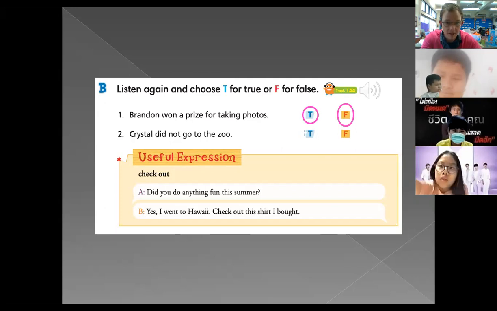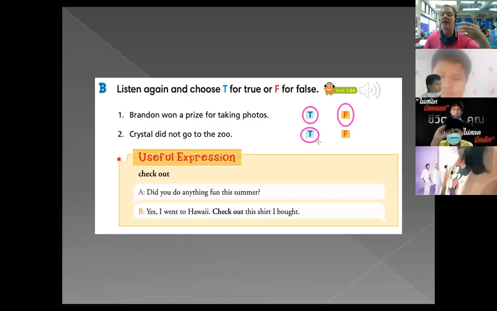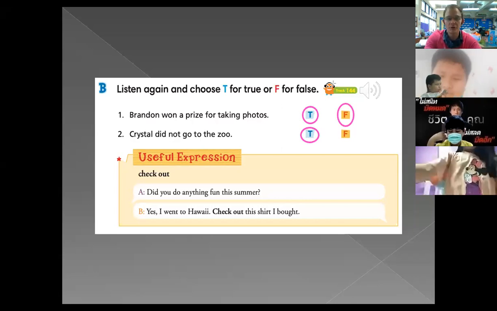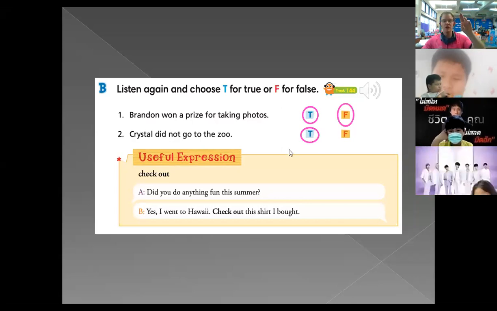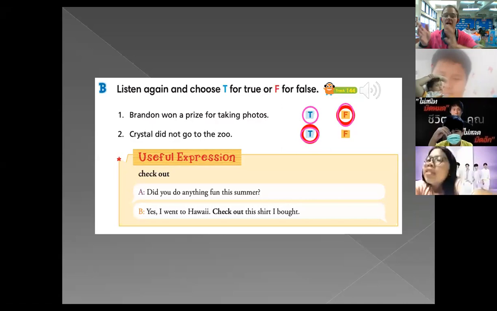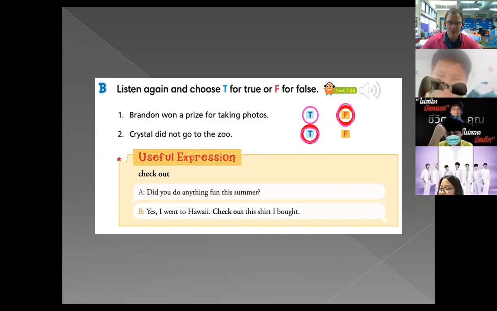Let me write it down. I think it's definitely true because Crystal only saw pictures of the zoo. She never went there by herself or with friends. So let's see for number 1 and 2, which are the correct answers. The first one is false. Brandon did not win a prize for taking photos. He took photos to share with his friend Crystal, to show her what he did when he went there with Tina. And the second one was absolutely true. So good job, you guys. Excellent so far. You're doing wonderfully.